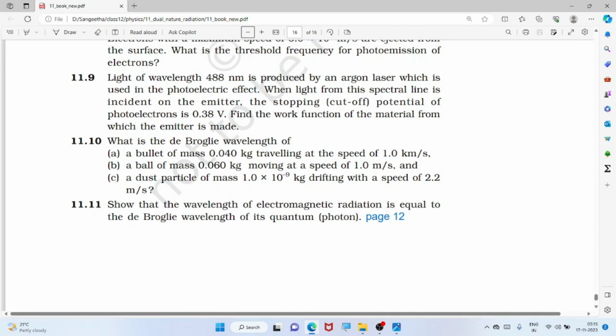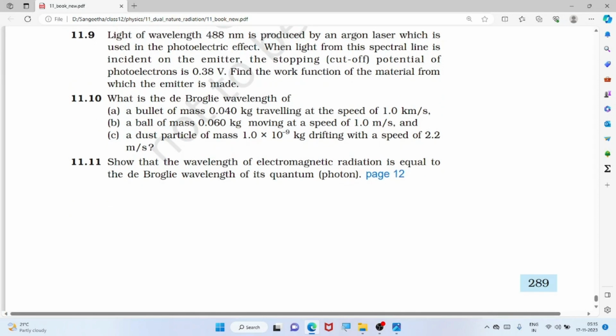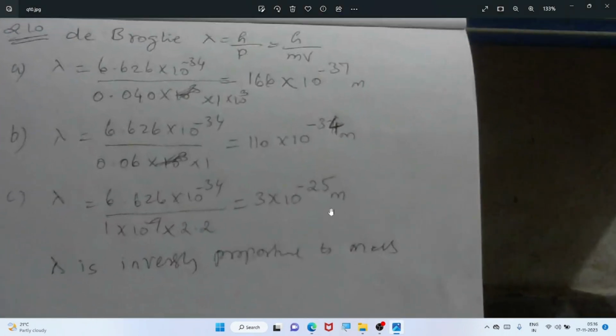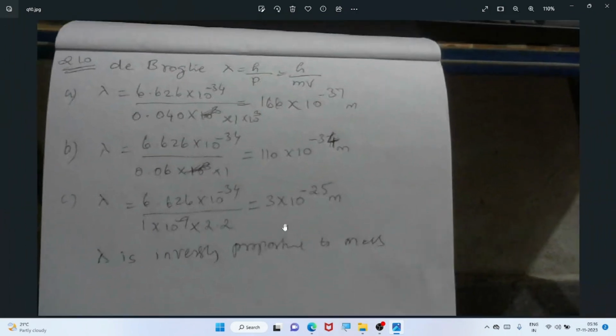What is the de Broglie wavelength for various masses, they are asking. From this you can conclude that more mass means less wavelength. So you see here, for this mass, and this is the wavelength. Here the speed is more, here speed is less, and this is the wavelength. Lambda is inversely proportional to the mass.